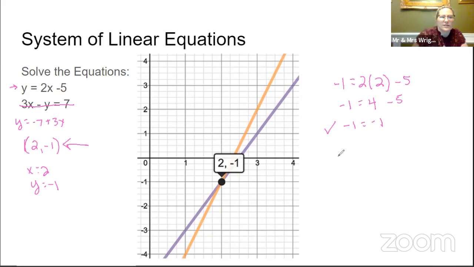This one checks out. Let's plug it into the original equation, not our one that we changed, but our original equation. We want to use that one when we're checking our answers, because if we made a mistake when we're moving stuff around, we don't want that to be carried over when we're checking the answer. So 3 times the x value, which is 2, minus the y value, which is negative 1, minus the negative 1. I can't really do that. So what I'm going to change that to is a plus equals 7. So 3 times 2 is 6, plus 1 is 7. So 7 equals 7, and this checks out as well. So this is a correct answer for us.